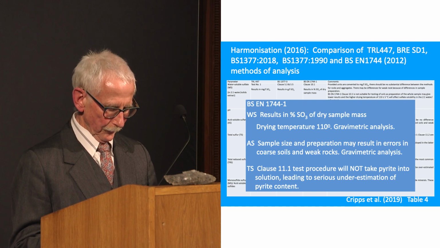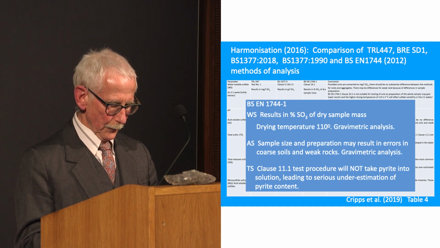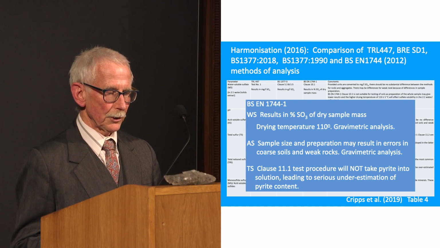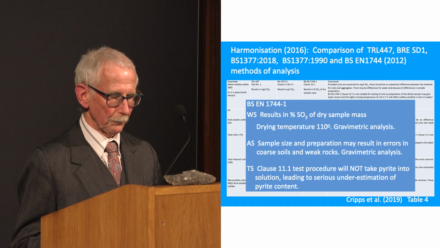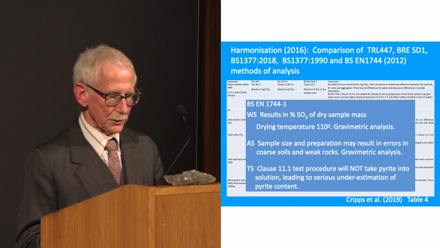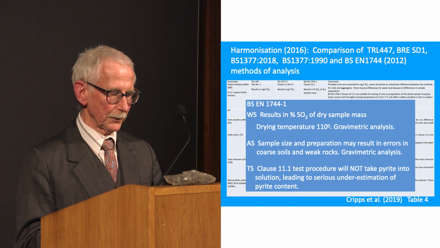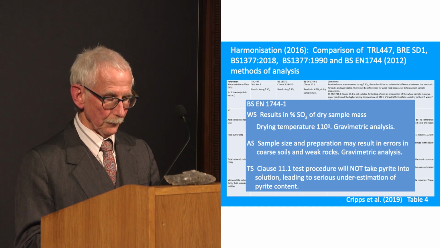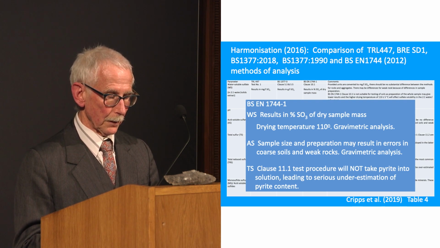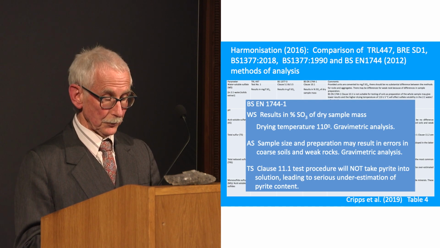The drying temperatures are different, and this is liable to affect the solubility of gypsum, so there may be differences in the sulfate values. But the serious problem arises with the determination of total sulfur. Remember that this is how we determine pyrite, as the acid digestion used or specified in clause 11.1 of the standard will not take pyrite into solution, with the result that the amount of pyrite present will be seriously underestimated. Using this test will not determine pyrite, which is a serious deficiency of the standard.